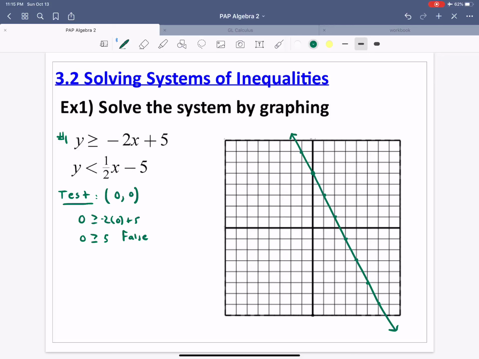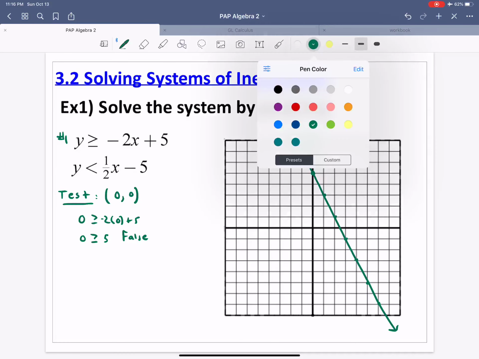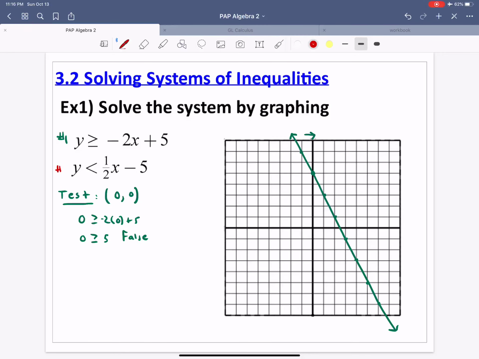Now, like I said, I'm not going to actually shade that. I'm just going to write myself a little arrow, look up here at the very top of the graph, a little reminder that I'm going to shade to the right of that line. Okay, so now I'm going to switch colors, and I'm going to move on to the second inequality. y is less than 1/2 x minus 5.